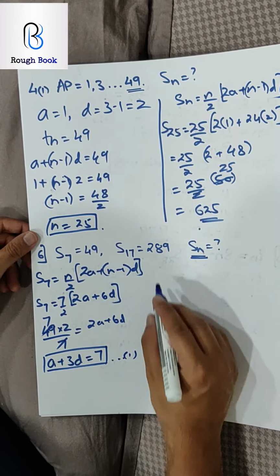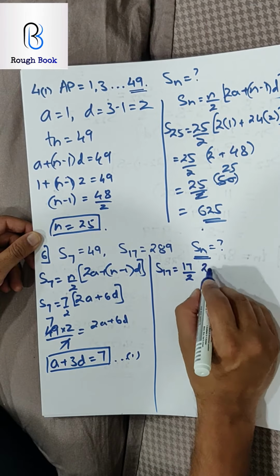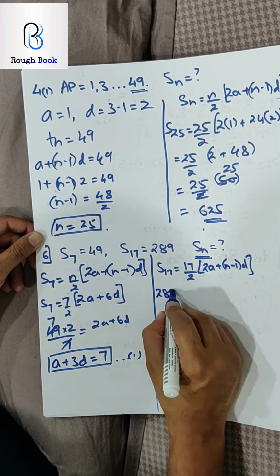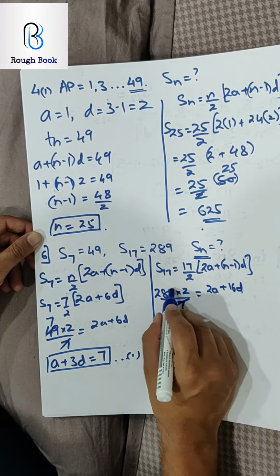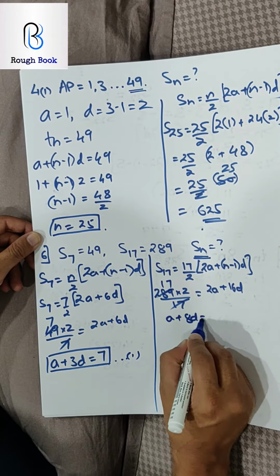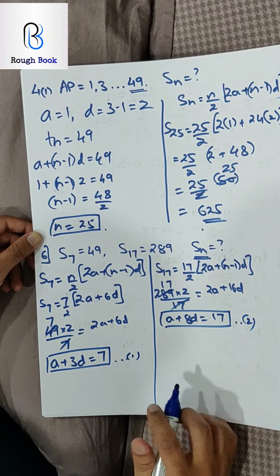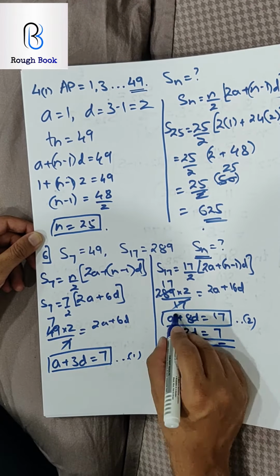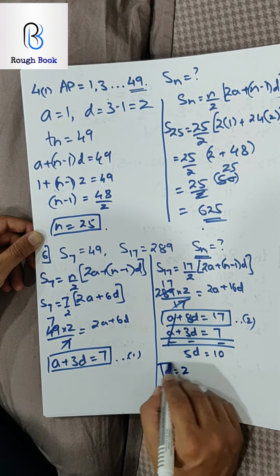Likewise, let's find S17. So I will say S17 is 17 by 2, 2A plus (N minus 1) into D. So S17 is 289 into 2 by 17, 2A plus 17 minus 1, 16D. 17 ones are 17, 17 sevens are 289. Again dividing by 2, this will be A plus 8D equals 17. And I managed to get my second equation. Let's take the two equations and apply simultaneous. So subtracting, A cancels. I get 5D equals 10. So value of D becomes 2.